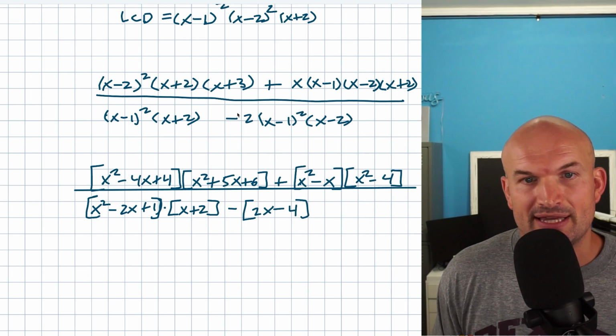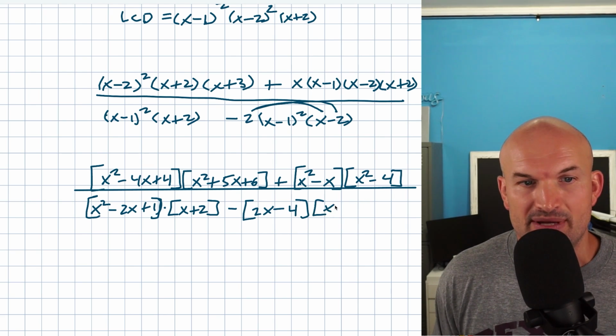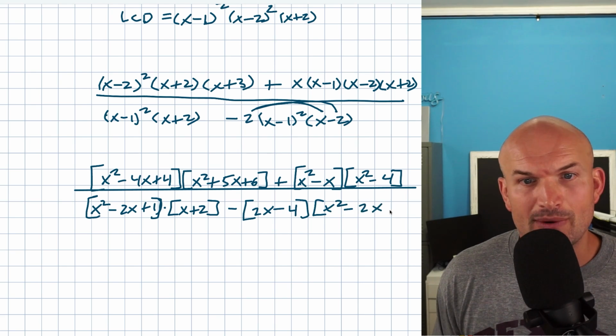Okay, so I did multiply the 2 times this. Okay, so I'm going to distribute here. And then over here, I'm just going to expand the x minus 1 quantity squared. So that'd be, again, another x squared minus 2x plus 1.